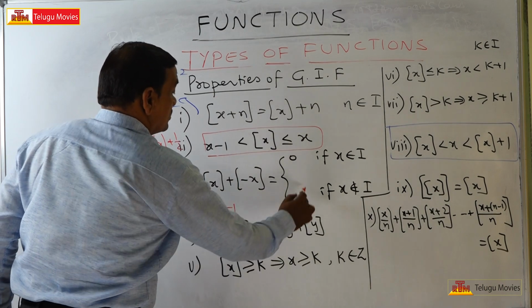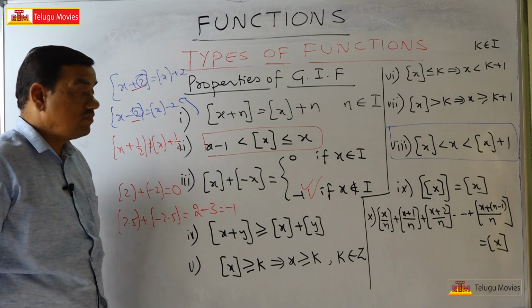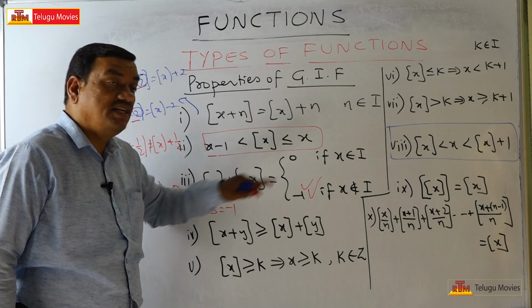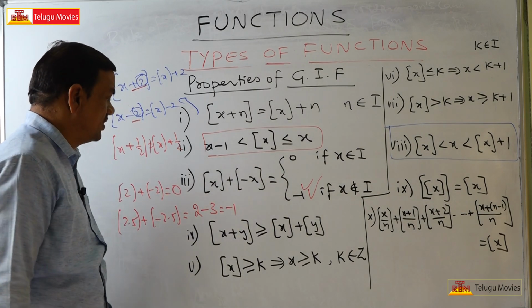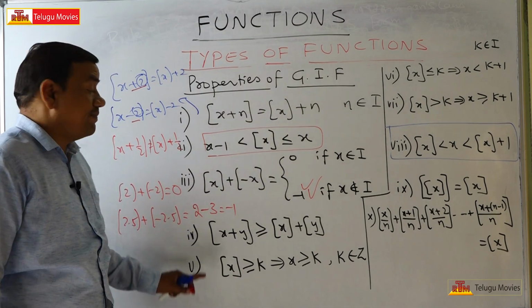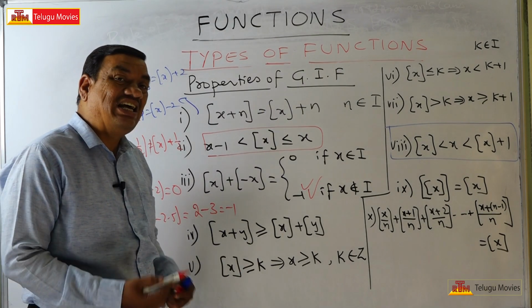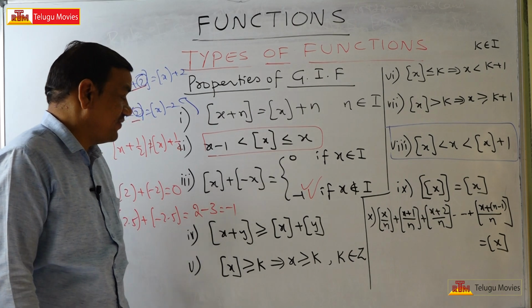That is equal to minus 1. You are getting minus 1. That means if x is an integer, it is 0. If x is not an integer, its value is minus 1. Right, it is an inequality. Step of x plus y is always greater than or equal to step x plus step y.